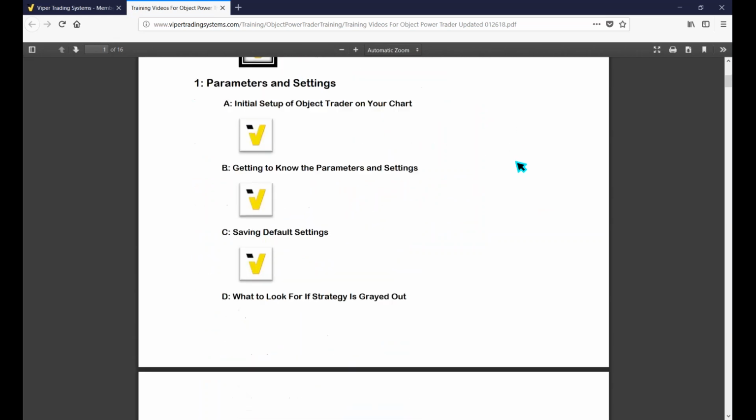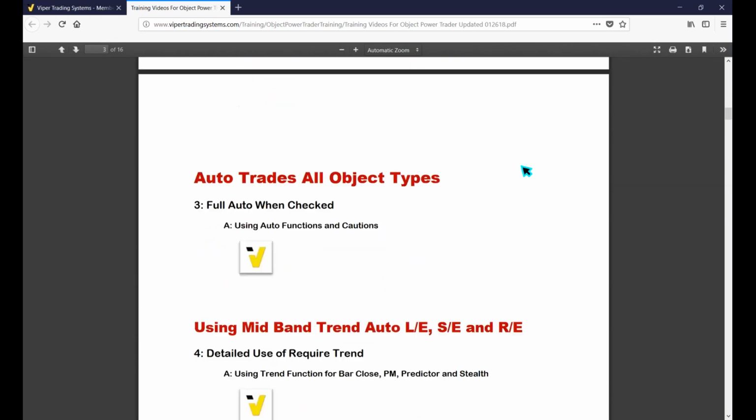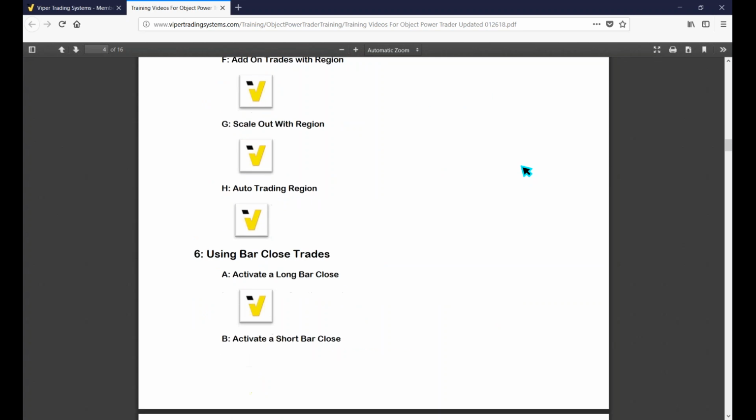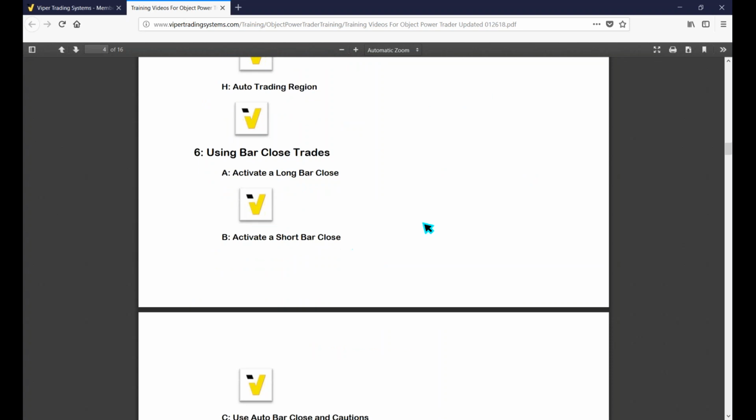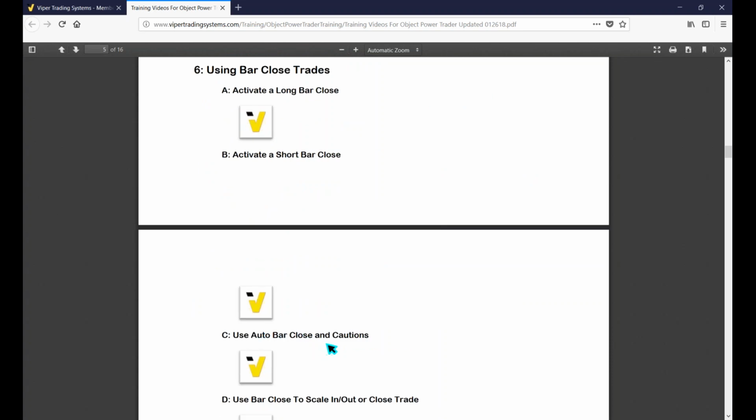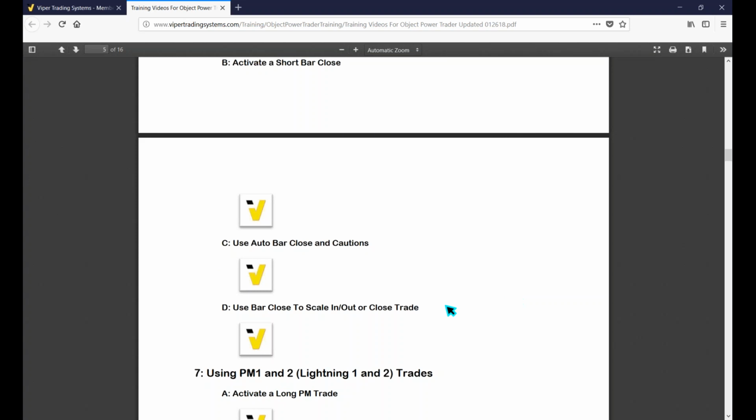And what we're going to be talking about tonight is down here underneath region, scrolling, and we're talking about bar close trades. How to activate a long bar close, how to activate a short, how to use the auto bar close and cautions about it, and how to use the bar close to scale in. That was add-on trades that I was talking about. We're also going to talk about scaling out too.